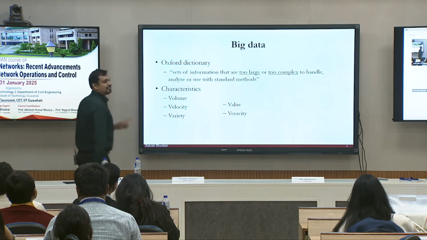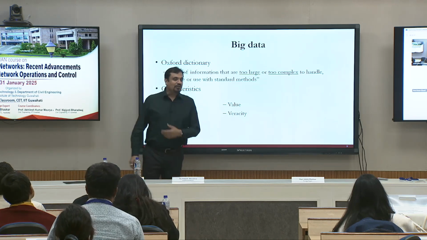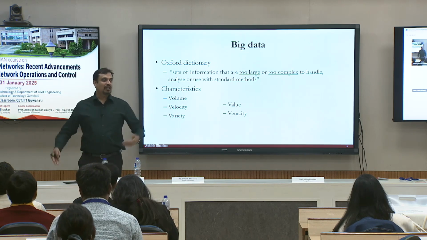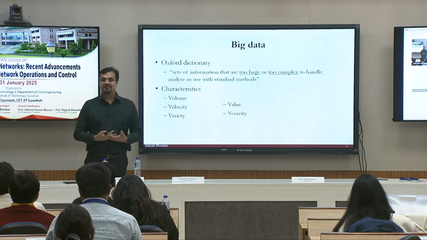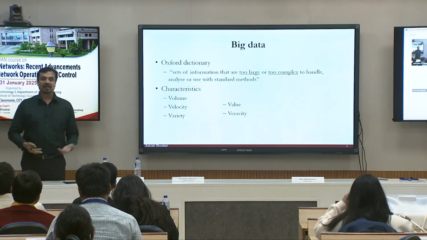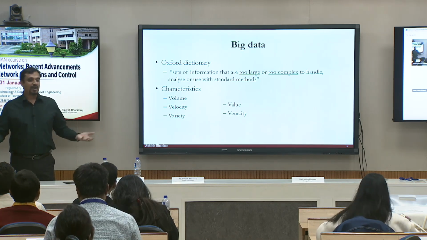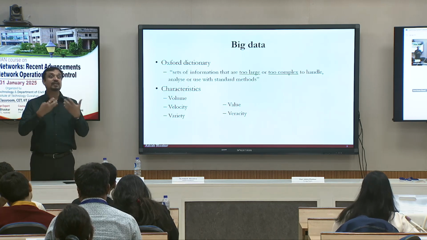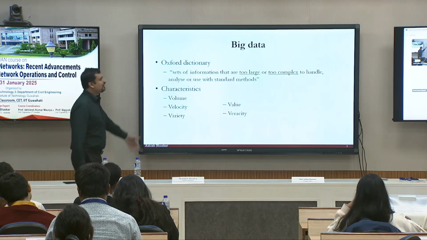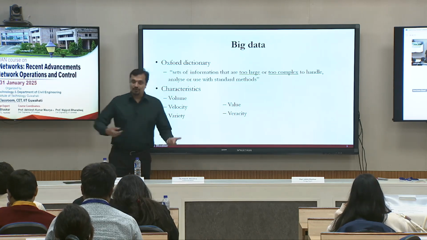Another important thing is veracity. If you don't trust your data, it's useless. If I don't have confidence in my data set, I can't make any decision. Yes, I have a lot of information, but I don't have confidence in that information. I don't trust the source. I do not know how the data is collected. It is useless. So there are a number of V's in big data that are important.